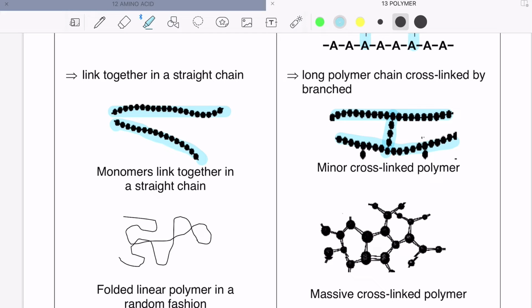And you can see this is also another example of straight chain. And this is also a massive cross-link polymer. So in other words, if you look at the cross-link polymer, it has like a bridge between the two straight chain polymers.